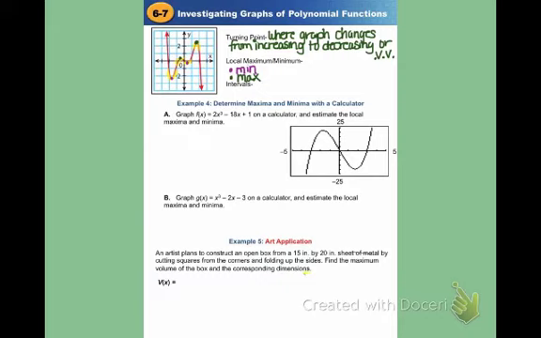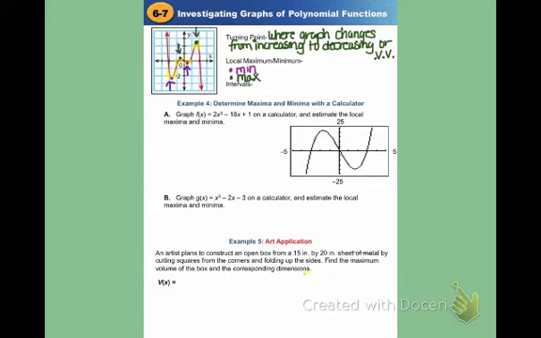So on the graph, I've marked here in purple local minimums. So local minimums are right here on the graph and right here. And of course you can see they are turning points. And then the local maximums also are turning points on the graph, and they are here and here.